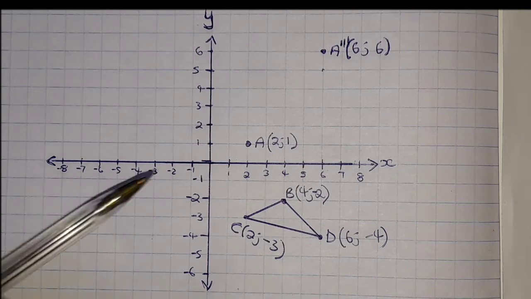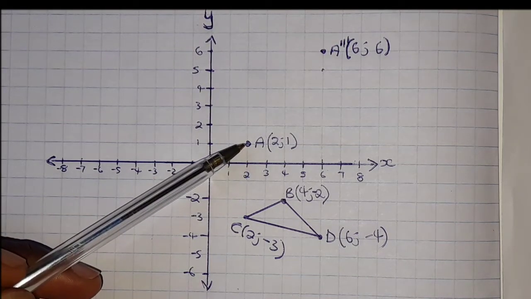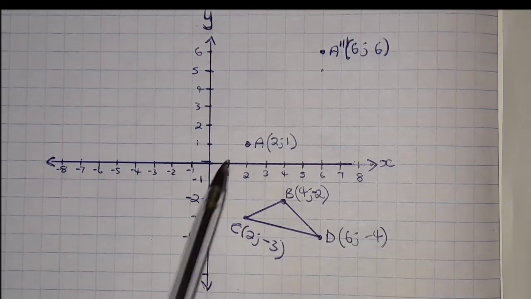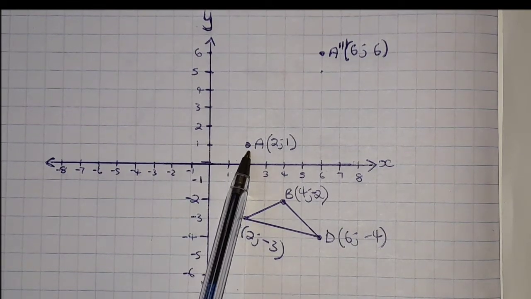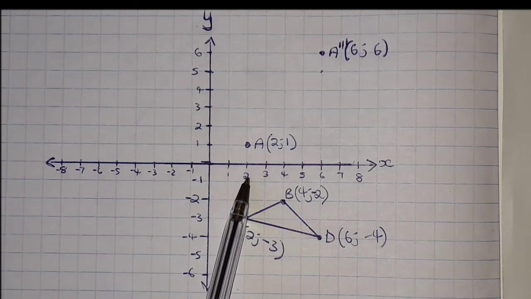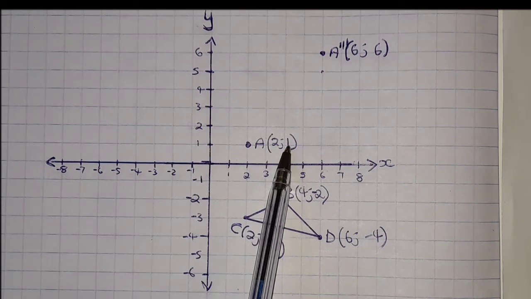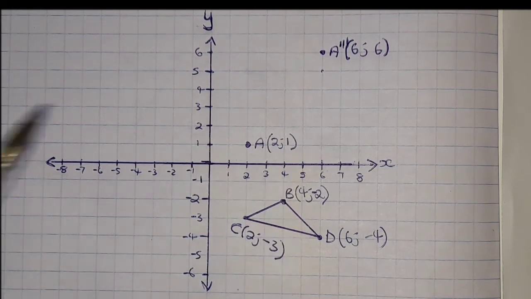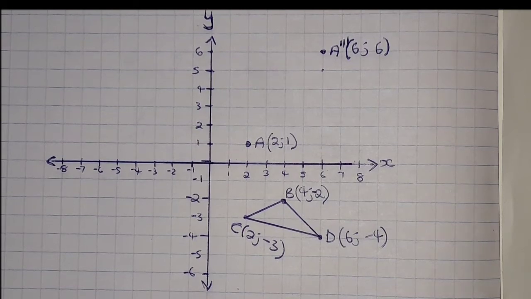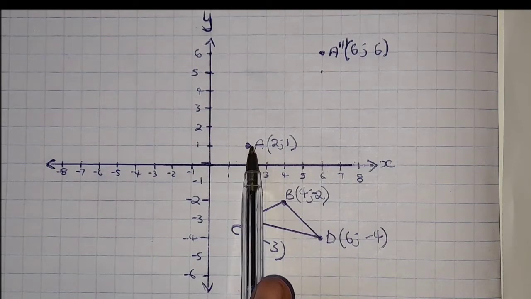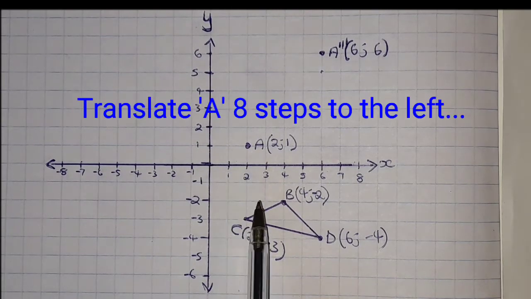All right, we have point A with coordinates (2, 1). So we are saying our coordinate A is here. It is (2, 1). The 2 is for the x and the 1 is for the y. And our first objective is the horizontal translation. And I'm saying translate point A 8 steps to the left.